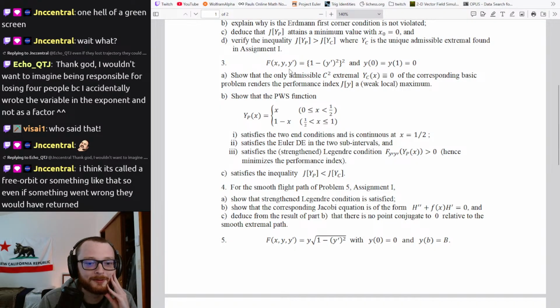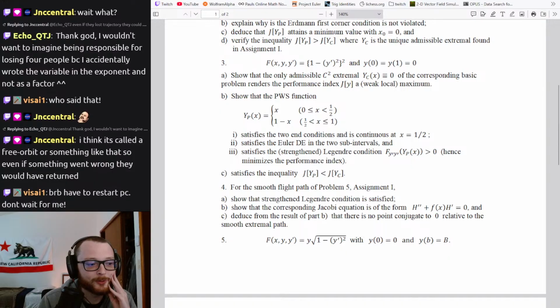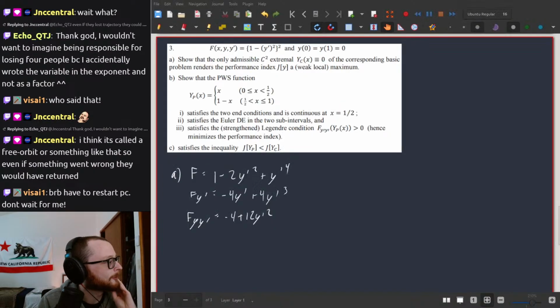Can we at least do part B of this question? I don't know why part A isn't working.